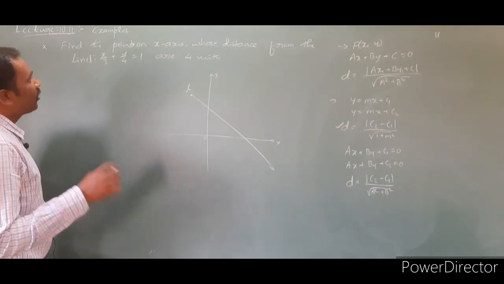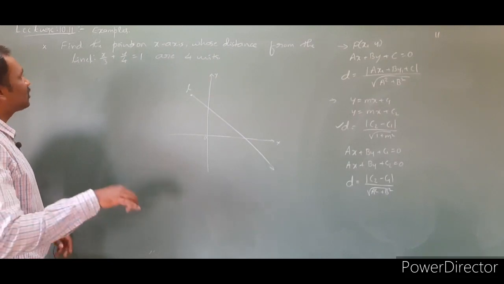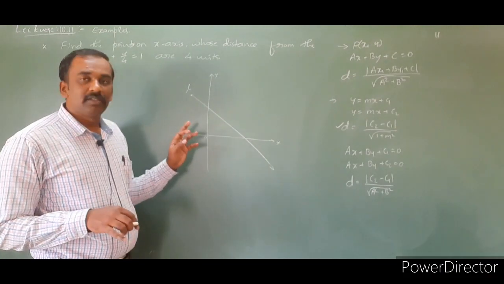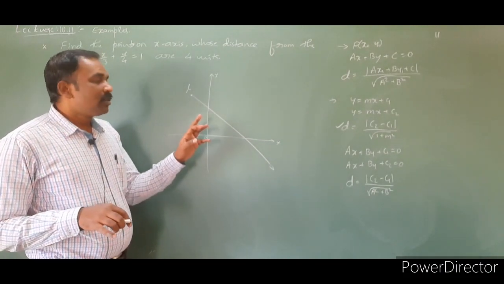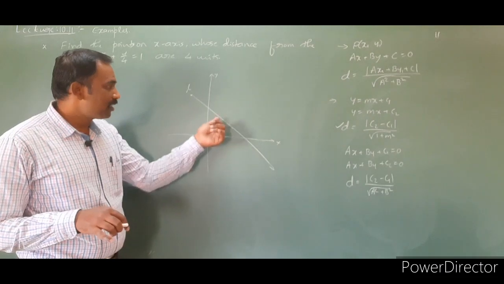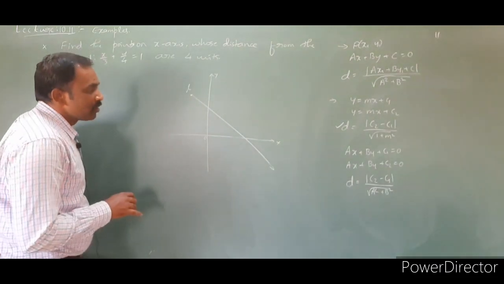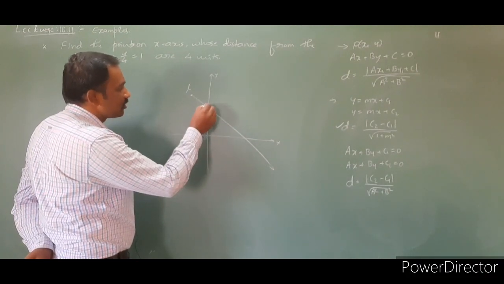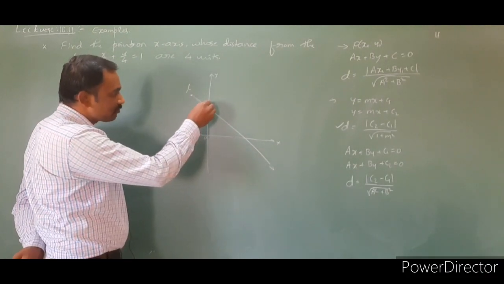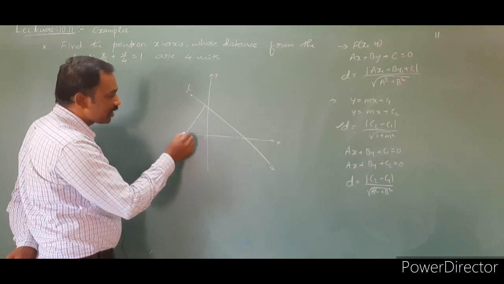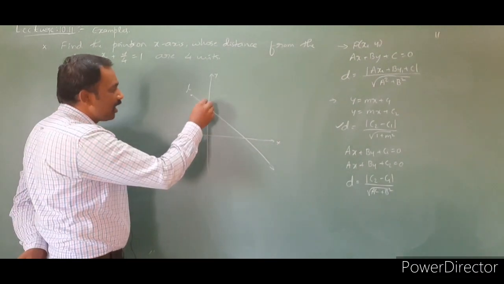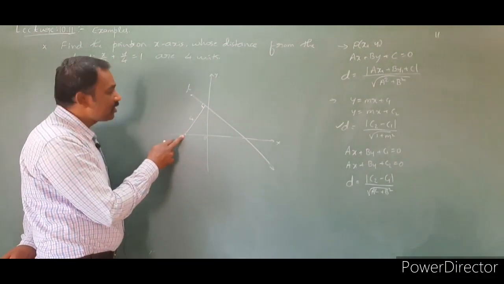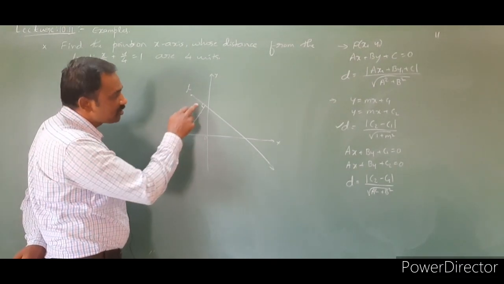Next we need to find the points on the x axis whose distance from the line is 4 units. There are points on the x axis whose distance from this line is 4 units. Suppose this is the line. The perpendicular distance from the line to the point on the x axis: the point on the x axis is here, and this is the 4 unit distance.